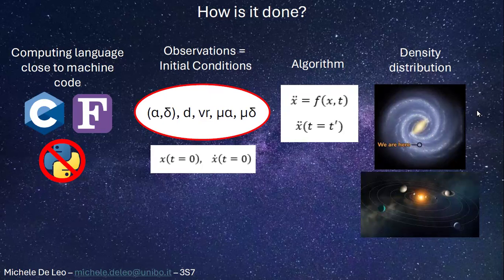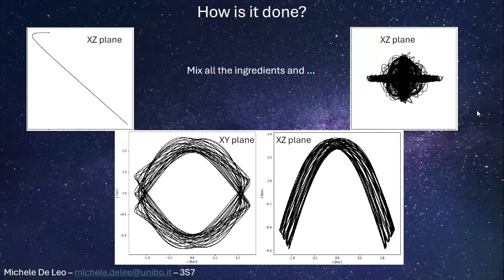And obviously, as I was saying, you need a model for the density distribution that is the main protagonist of orbital integration, which can be the galaxy, like the Milky Way, or it can be the solar system or any other kind of system. So you take all of this, you put in your equations, you mix all the ingredients, and then you get something. And how do you decide if what you get is something that makes sense or not?